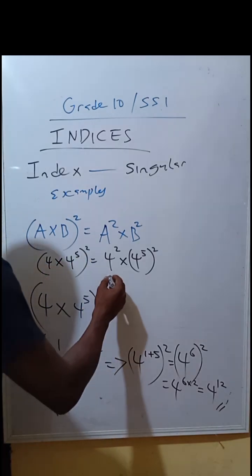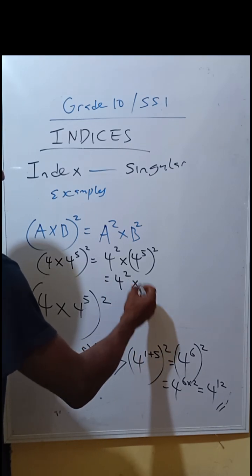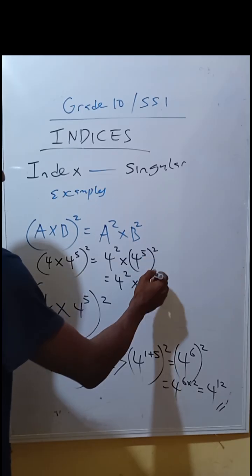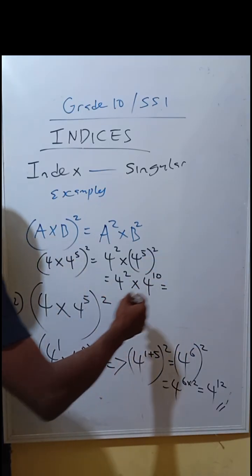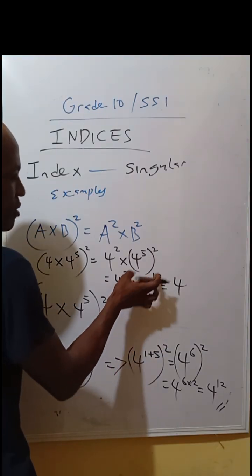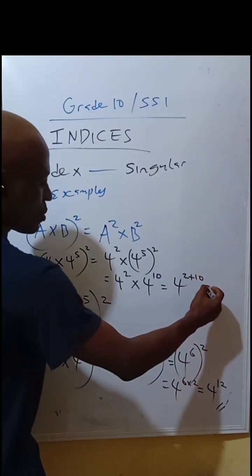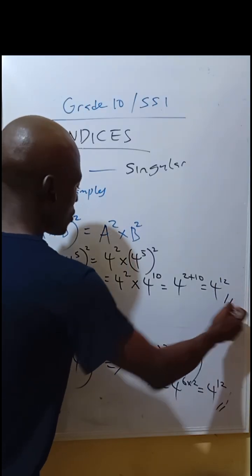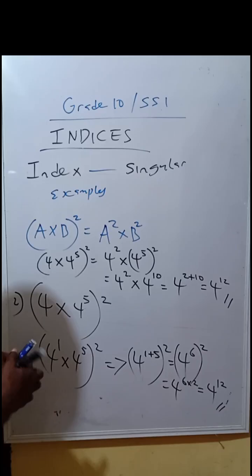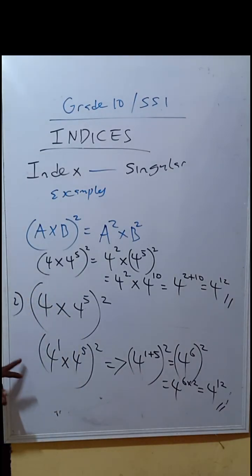So this will be 4 raised to the power 2 times 4 raised to the power 5 times 2, which is 10. And this will be 4 raised to the power, the same base, different power, 2 plus 10. This is 4 raised to the power 12. So you can do it this way, or you can do it this way.